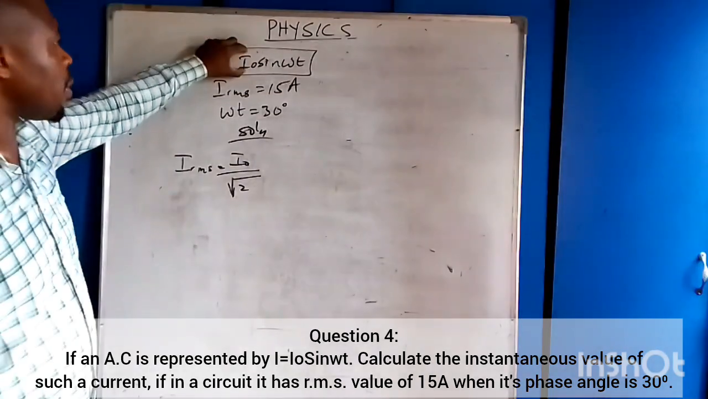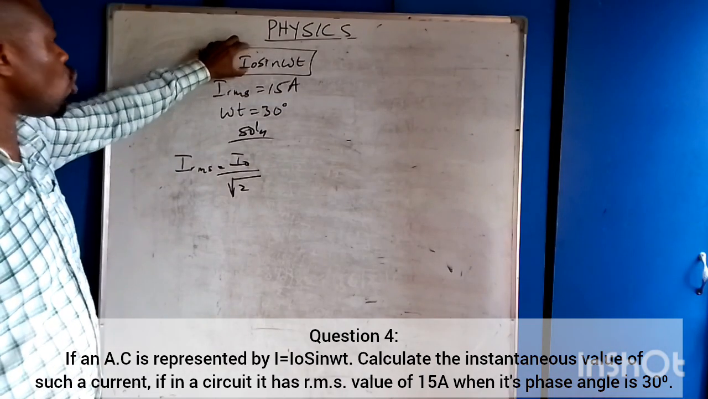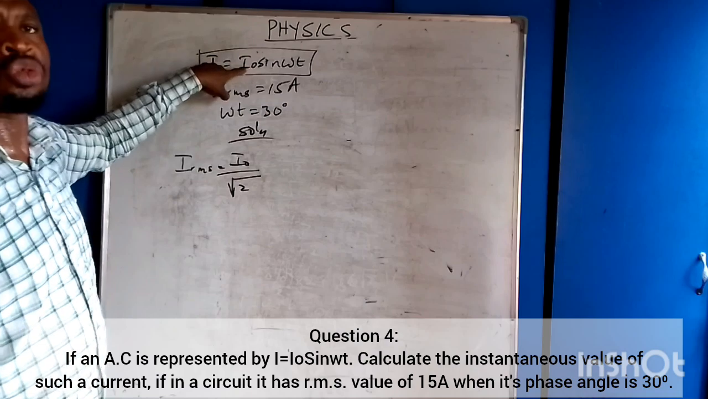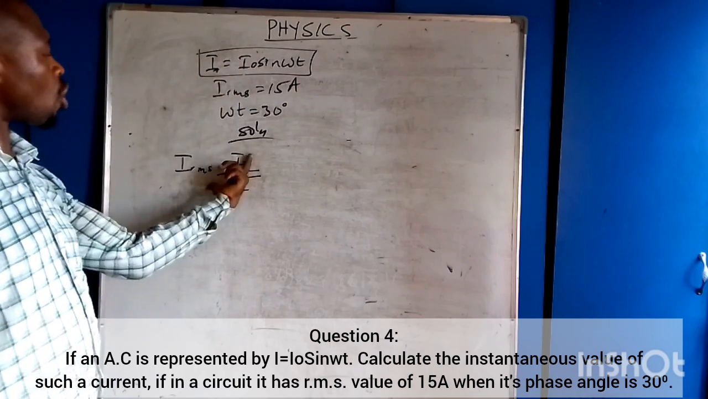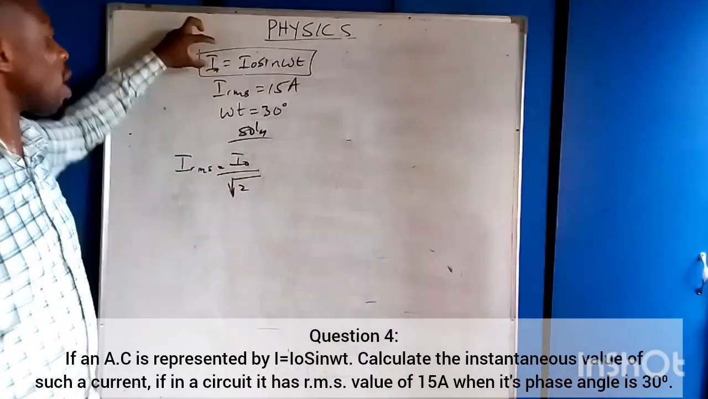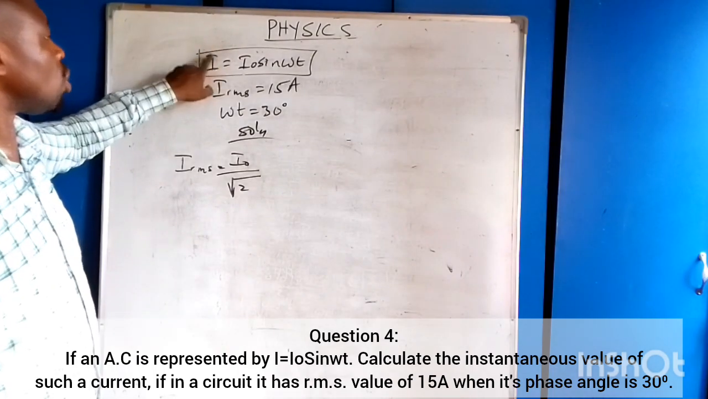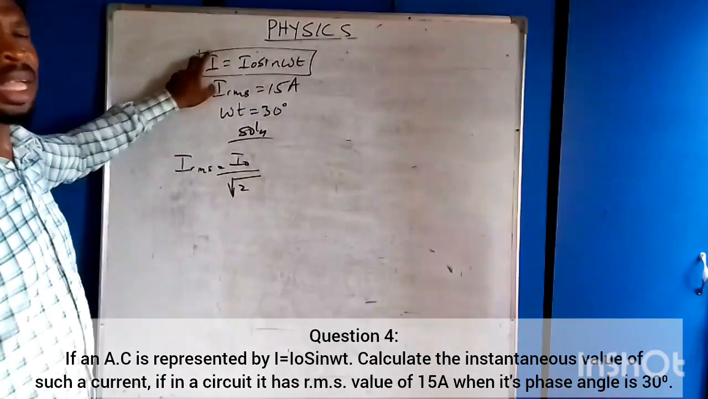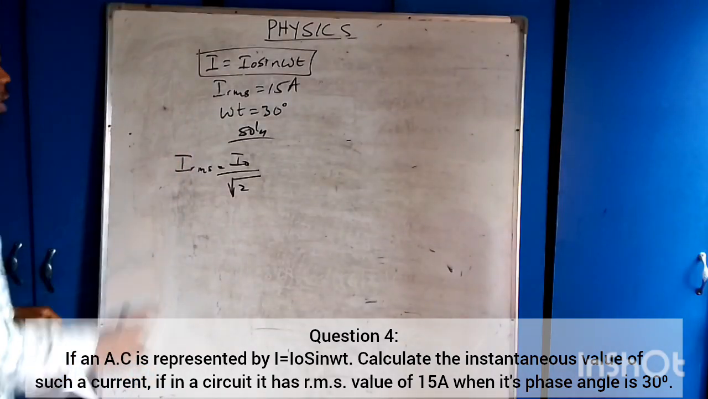We do not have the amplitude current. So what we will do now is to first get the amplitude current. After getting our amplitude current using this equation, we can now move back and substitute into this in order to get this instantaneous current. So let us go.